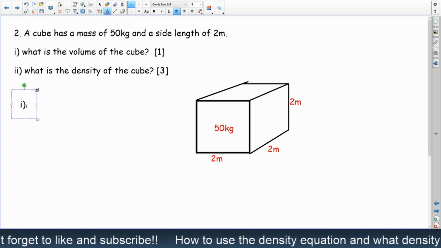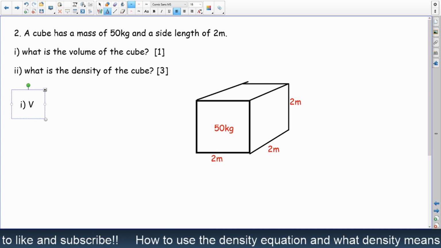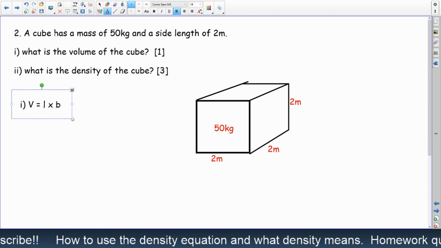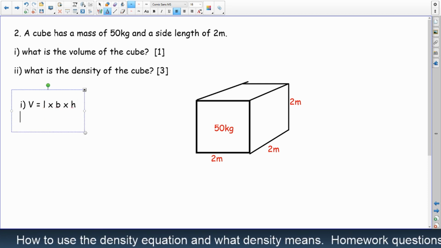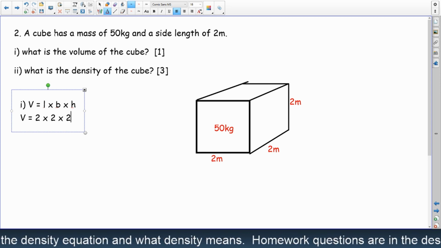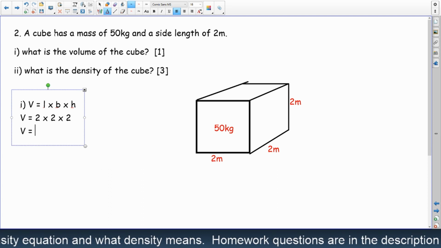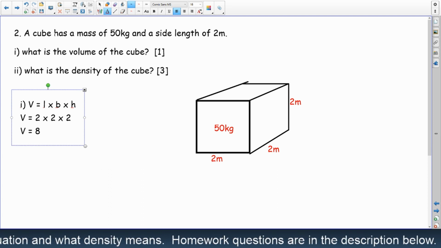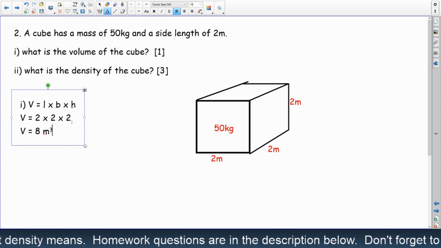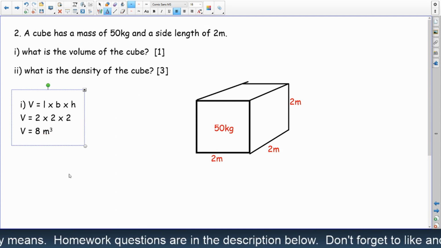So part 1, the volume. Well, what is the volume of a cube? The volume of a cube is equal to the length of the cube multiplied by the width or breadth of the cube multiplied by its height. So that would give me that the volume is equal to 2 multiplied by 2 multiplied by 2. And that gives me a volume equal to 2 times 2 is 4, times 2 is 8, and it's meters times meters times meters, which is meters cubed. So our volume is 8 meters cubed.